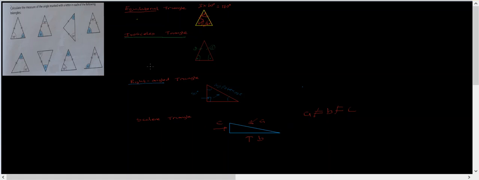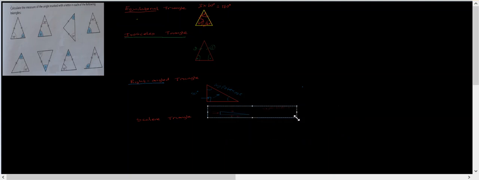Okay, so they're the three types of triangles that you will come across, let's say, within Junior Cert. So with that in mind, just as that quick refresher, let us look at this question and answer the question.